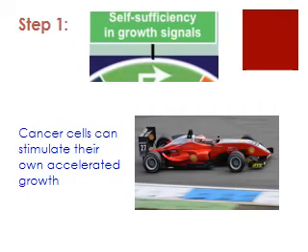Now I'm going to talk about the 6 steps. So step 1, self-sufficiency and growth signals. Cancer cells, unlike normal cells, can stimulate their own accelerated growth. An analogy would be like a race car that has its accelerator stuck in the on position. You can imagine how fast this car would keep going and growing, and that would be similar to a cancer cell's growth.